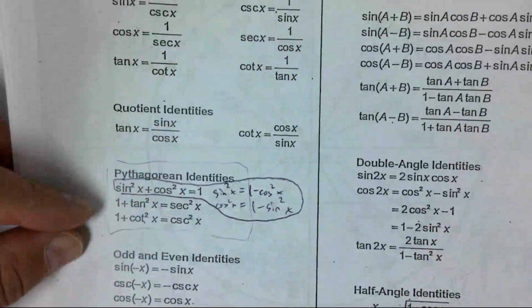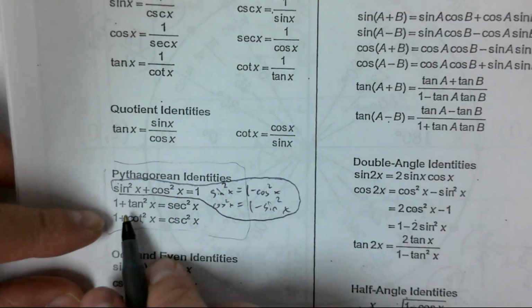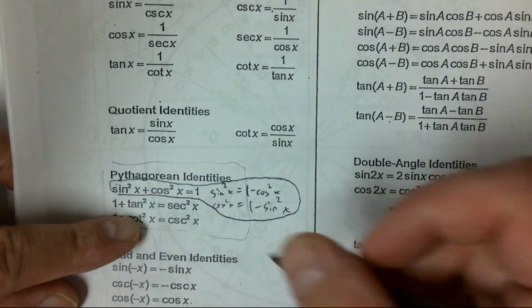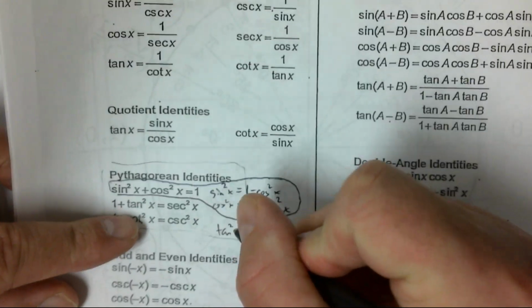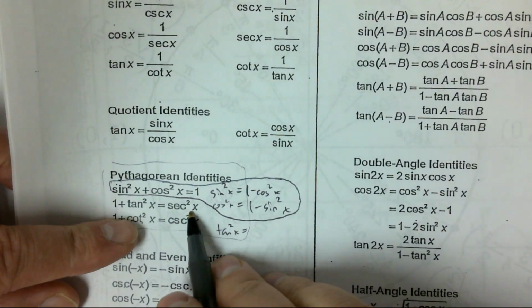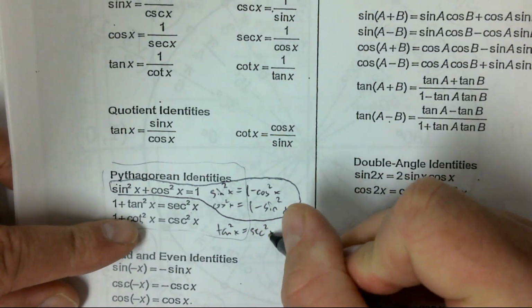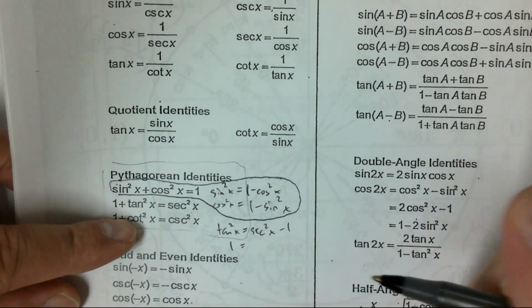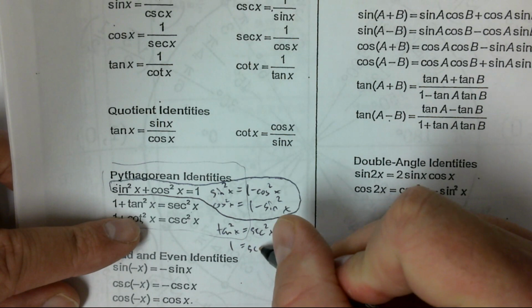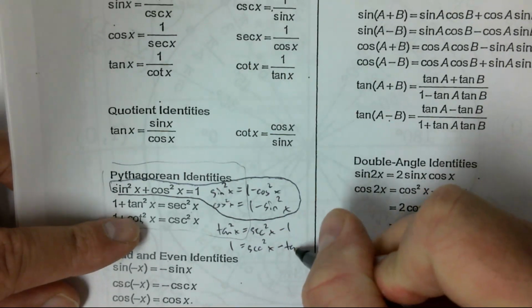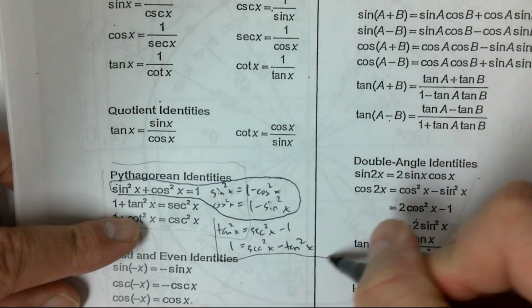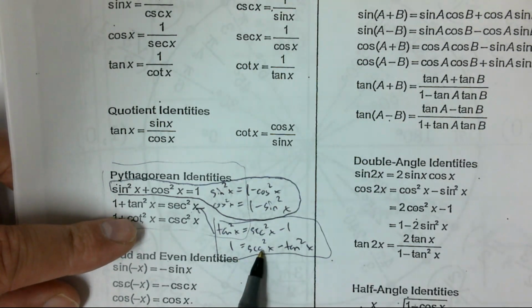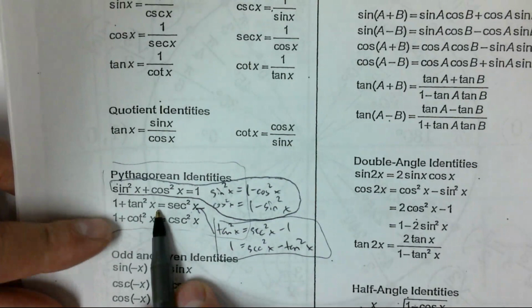And in the same way, if you have 1 plus tangent squared equal to secant squared, then you could say tangent squared is secant squared minus 1. You can even say 1 is the same thing as secant squared x minus tan squared x. So if you were to see those with tangent and secant, they come from that Pythagorean identity.